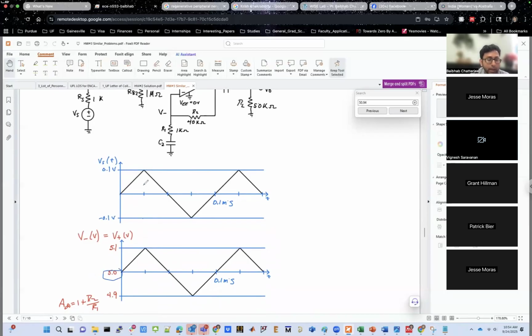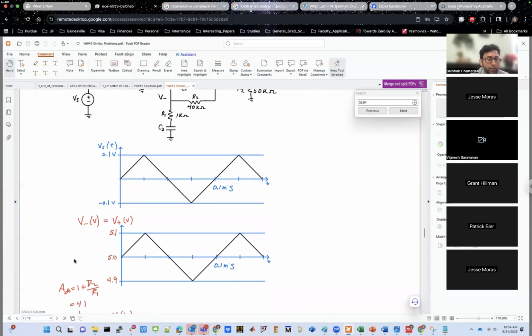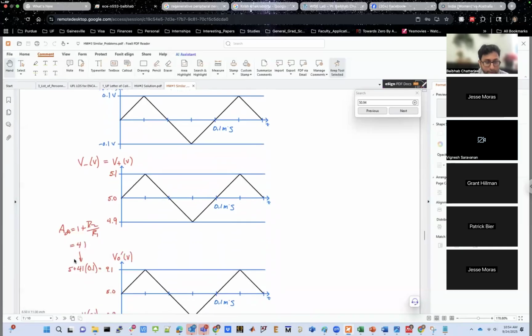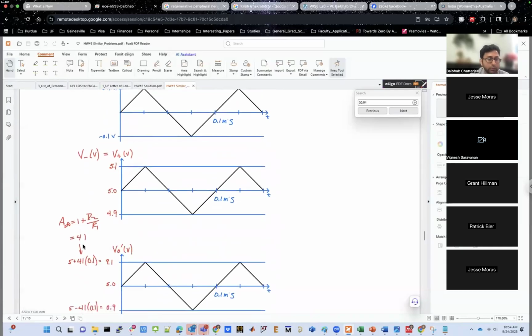But again, the amplitude of the signal, the peak to peak amplitude, will be this 0.2 volts, or the single-sided amplitude will be just 0.1 volt. So from 5.1 to 4.9. Now your A infinity in this case is 1 plus R2 over R1 because this is a non-inverting op-amp. 1 plus R2 over R1 is going to be 41. If you calculate the numbers, R2 and R1 are given.